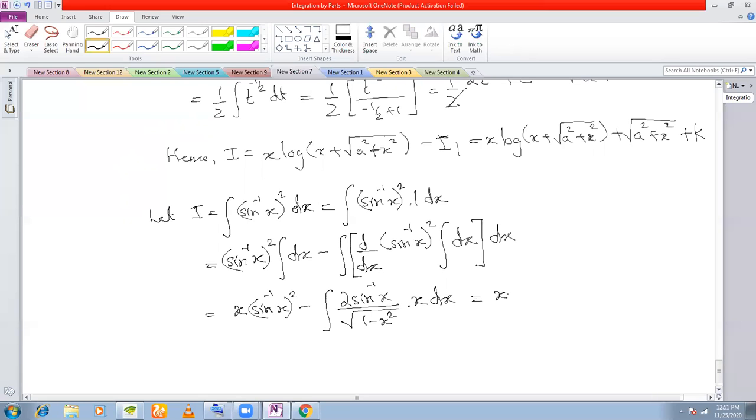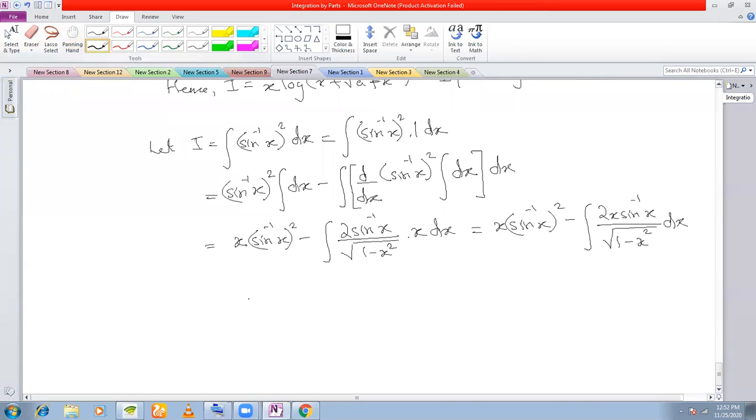So this clearly becomes what? x sin inverse x whole square minus integral 2x sin inverse x divided by root 1 minus x square dx. Now you know that the derivative of 1 minus x square is minus 2x, right? And in the numerator, can you see a minus 2x there? Minus 2x.